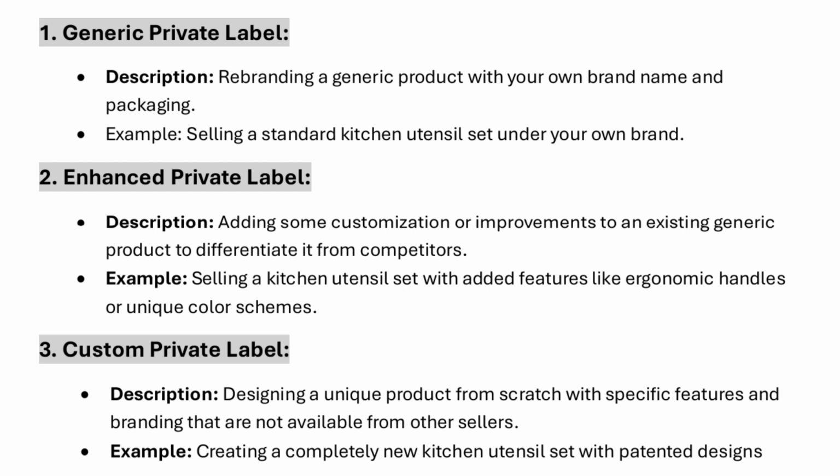Number 2. Enhanced private label. Description. Adding some customization or improvements to an existing generic product to differentiate it from competitors. Example. Selling a kitchen utensil set with added features, like ergonomic handles or unique color schemes.